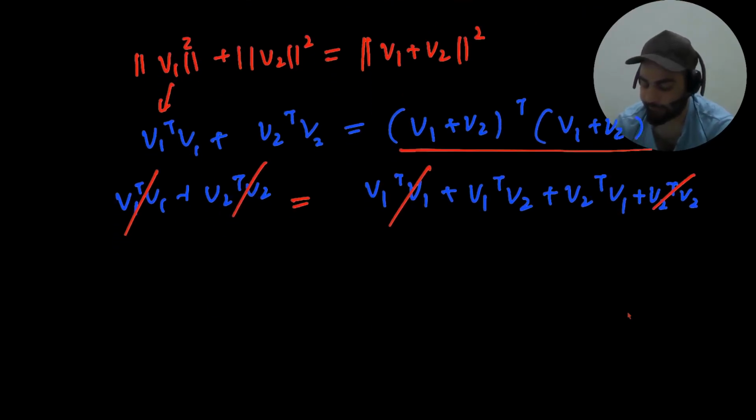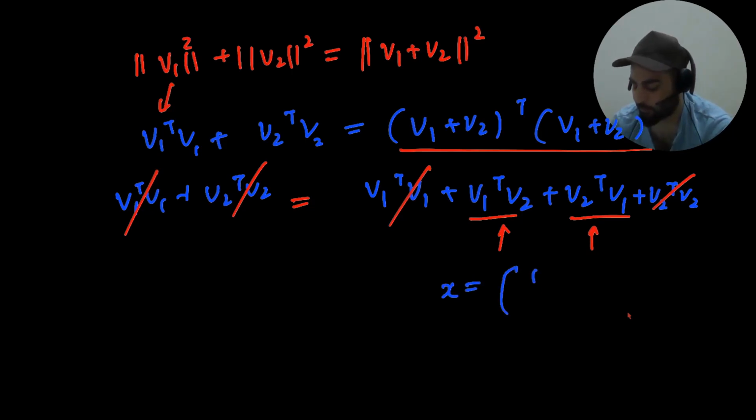Now we are left with these two. And now these two are basically one and the same. Let me give you an example to justify this. Let's suppose we have a vector x that's equal to 1 2 3, and we have some vector y that's equal to 1 1 4, something like this.